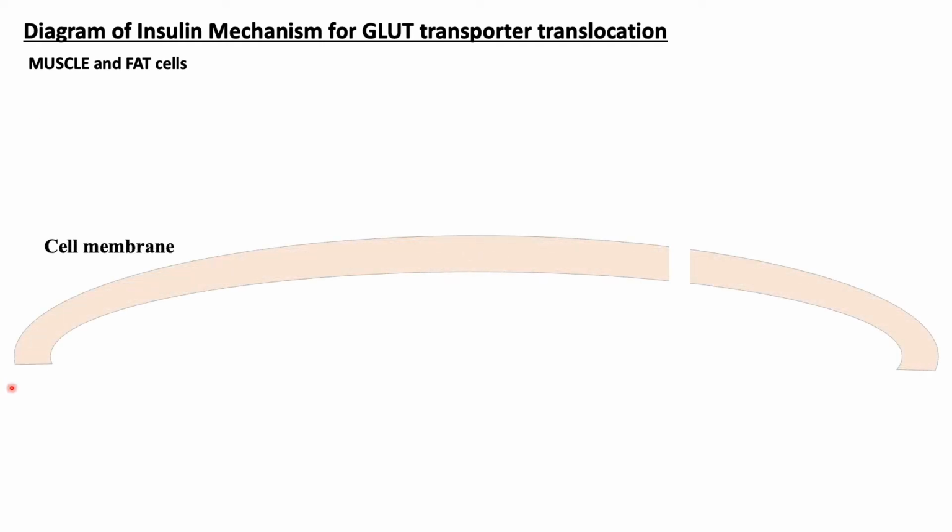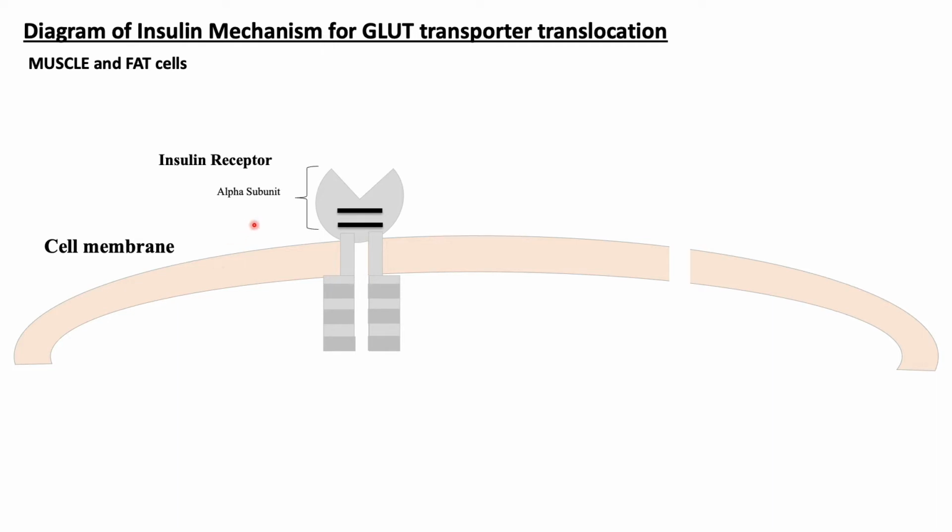All right, so before moving forward, let's go through the GLUT transporters on the muscle cells and also the fat cells. Remember previously we went through the GLUT2 transporter, which was on the liver cell. So let's go through this for the muscle cell and fat cells. Here we have a cell membrane of a muscle or fat cell, and here we have the insulin receptor. Remember, the insulin receptor is a tyrosine kinase receptor. It has two alpha subunits, two beta subunits, and also disulfide bonds. Remember, within the beta subunit, there are tyrosine kinase domains.